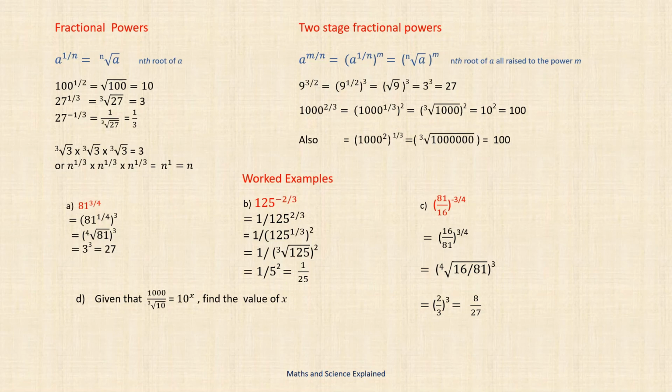1000 divided by the cube root of 10 can be expressed in a number of different ways, as 10 to the 3 divided by 10 to the 1/3, or 10 to the 3 times 1 over 10 to the 1/3, or 10 to the 3 times 10 to the minus 1/3. If we take the first form, then we subtract the indices because of the division, and if we take the last term, we add the indices because of the multiplication. Either way, we are left with an answer of 10 to the 8 over 3, hence x is 8 over 3.